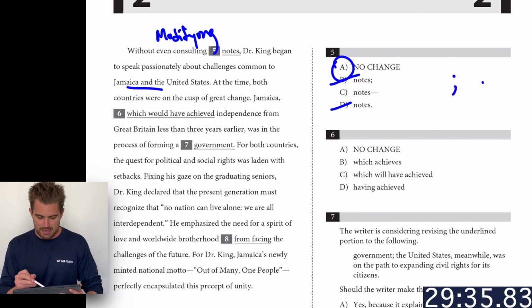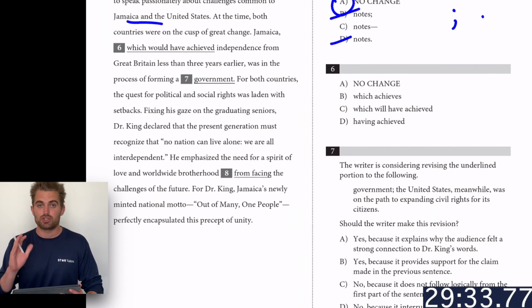That's definitely A. Again, punctuation is a major grammar rule that you definitely want to memorize. Make sure you memorize those rules.